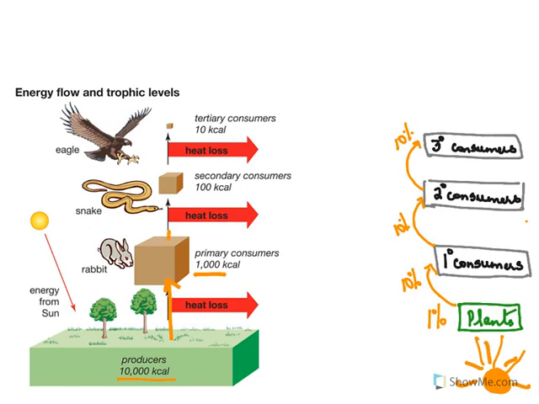Then the energy transfer that takes place from the primary consumer to the snake will be only 10%. So 10% of 1,000 is 100. So 100 kilocalories are available at the secondary consumer level. The next transfer is another 10%. So 10% of 100 is 10 kilocalories. So 10 kilocalories are present in the last level.